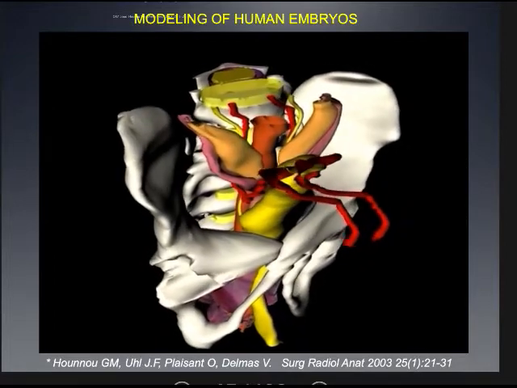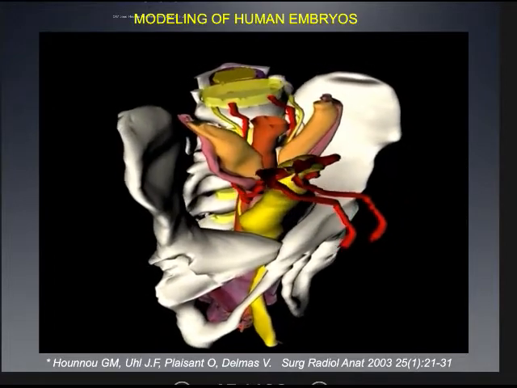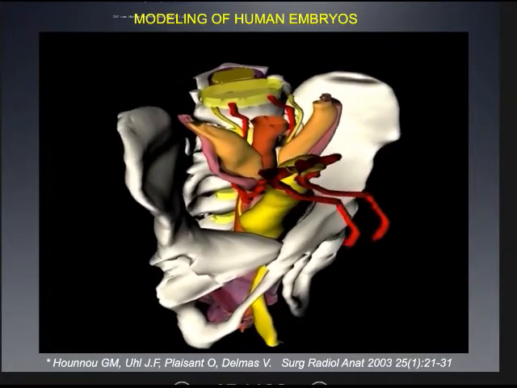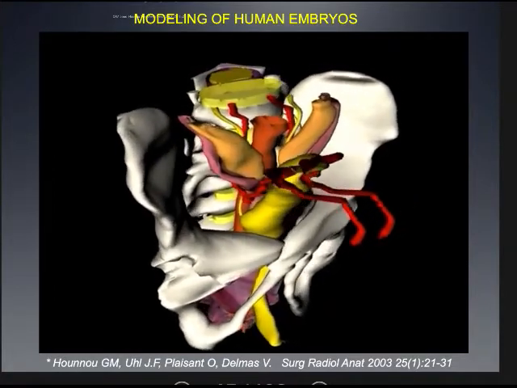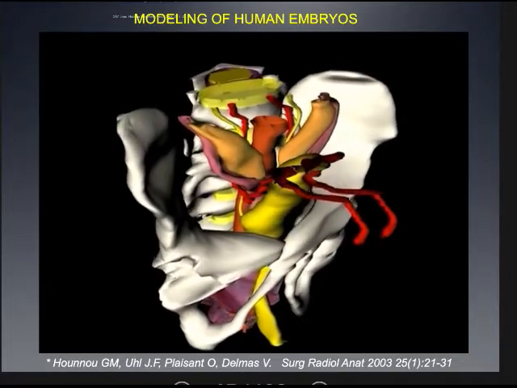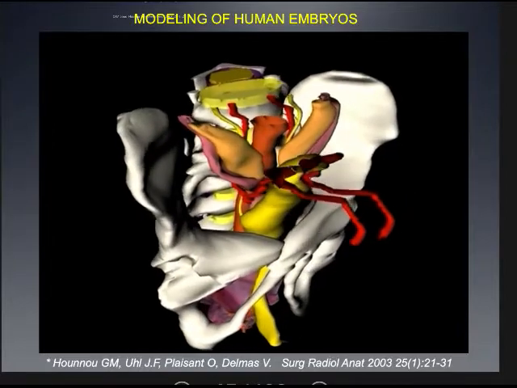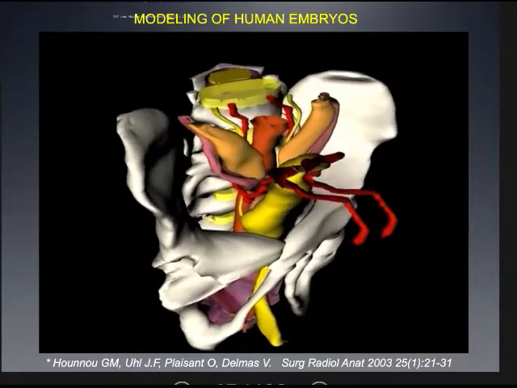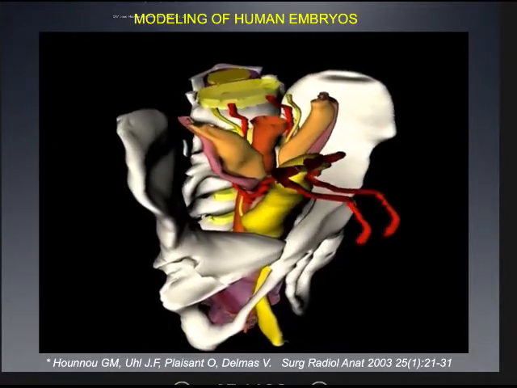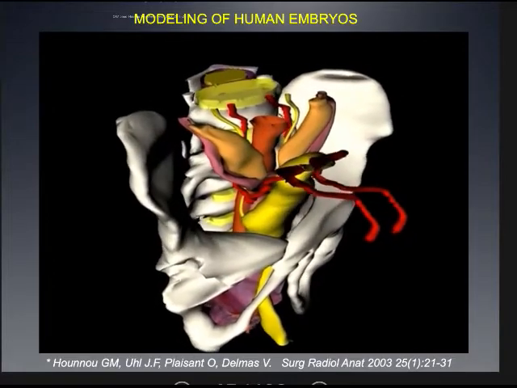Another example of 3D reconstruction of a human embryo is this, a paper that we wrote in SRA. It is a 50 millimeter embryo, which is reconstructed of the pelvic area, and you can see the bladder, you can see all the elements of the pelvis in the embryo.